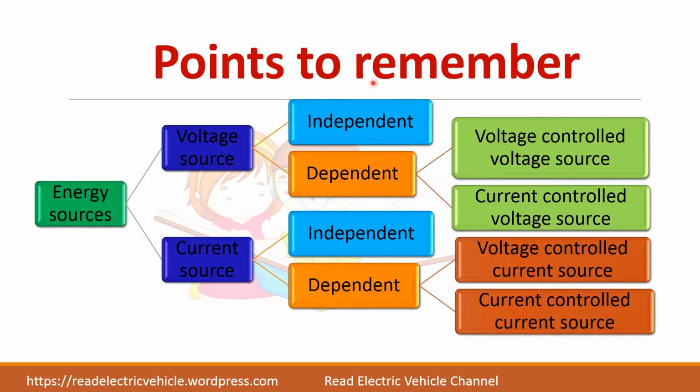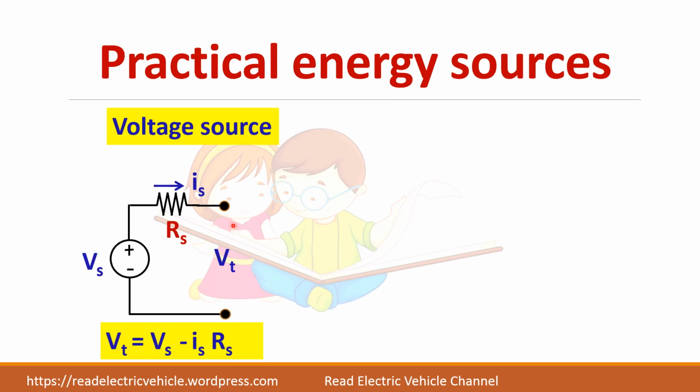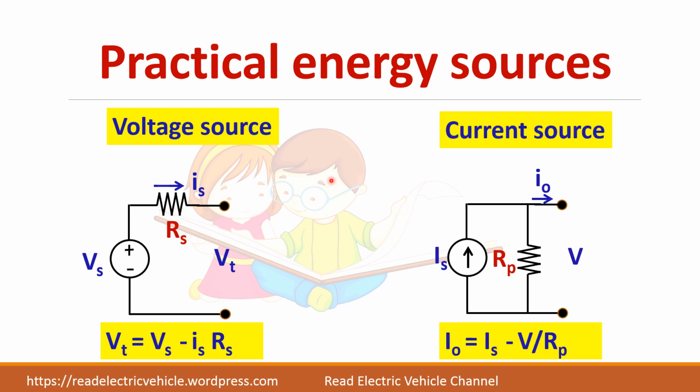So the points to remember here are energy sources are of two types, voltage source and current source. In that you have independent and dependent sources. In dependent you have a voltage controlled voltage source, current controlled voltage source. Similarly, voltage controlled current source and current controlled current source. So a voltage source will have a voltage source in series with some resistance. Similarly, a current source will have a current source in parallel with some resistance.